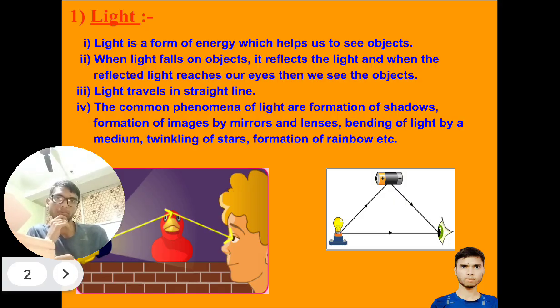Listen. Why does an opaque object form a shadow? Because it blocks the light. Light does not pass through the opaque object. That's why any object which is blocking the light will form a shadow. Understand? Even if you are blocking the light, then your shadow will appear behind you.